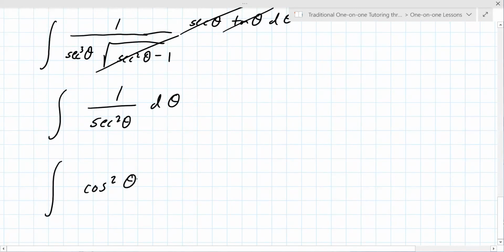This becomes cosine squared theta d theta. Or what happens to the -1? Secant squared theta minus 1 is tangent squared. Oh, right. Okay, sorry. Yeah, good question.